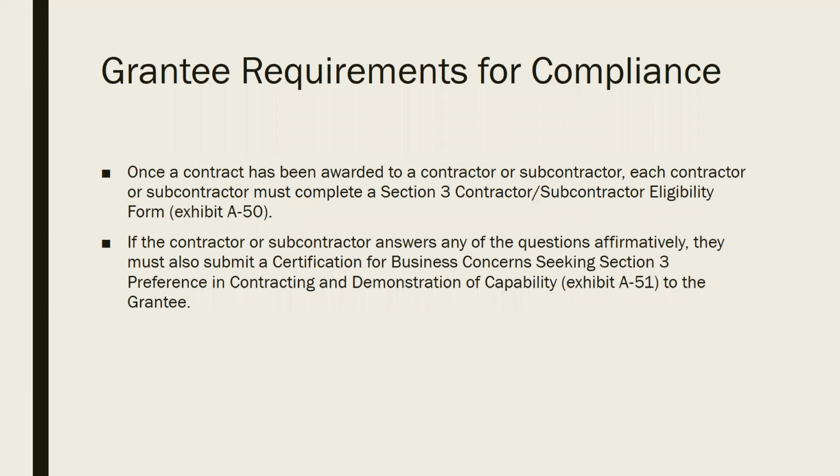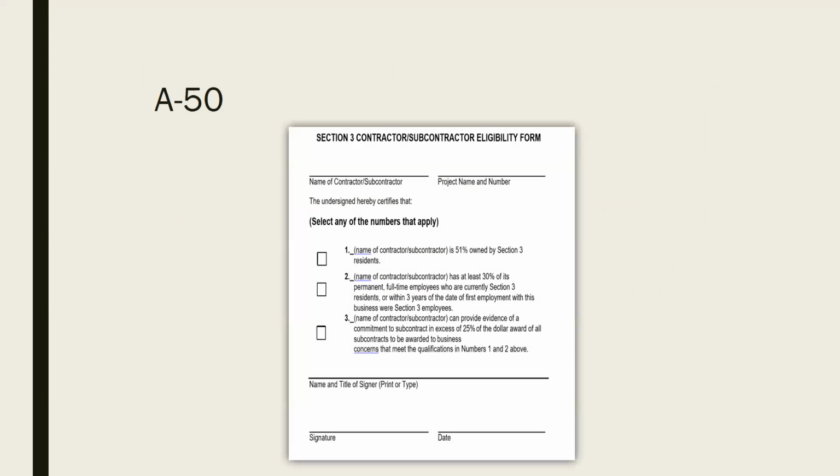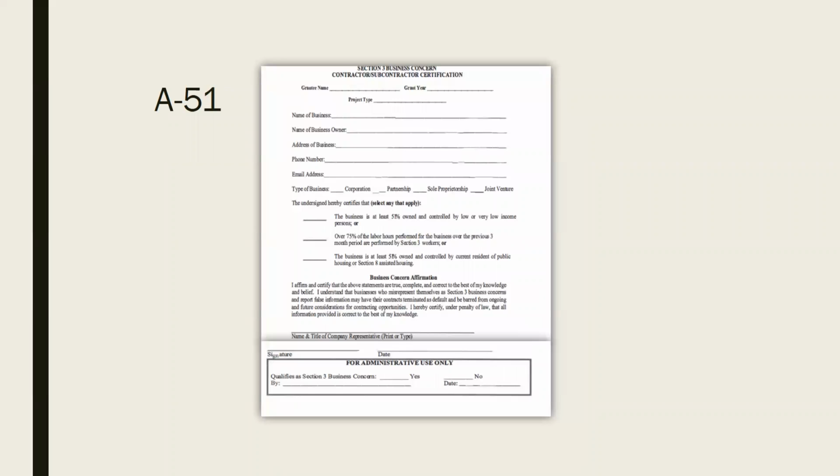Contractor requirements. We have two exhibits for a contractor, A50 and A51. Our contractor is going to A50. They're going to look at it. If they answer yes to any one of those questions, then they have to complete A51. This is A50. It asks various questions to see if they could be considered a Section 3 business. If they do not answer yes to any of these and they just sign it, then that's all you need. If they answer yes to any 1, 2, or 3, you need to have A51, which is a Section 3 business concern certification.